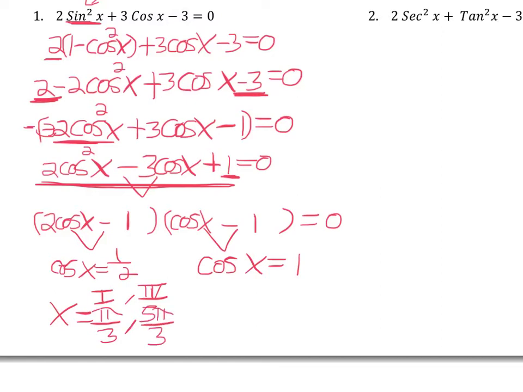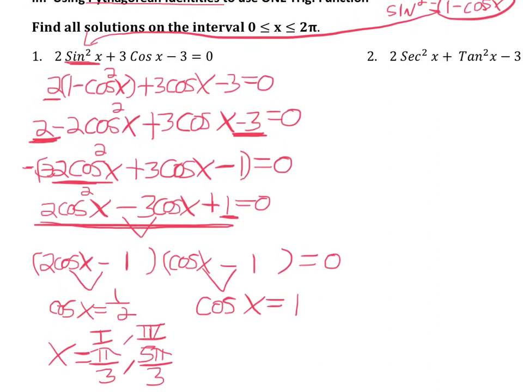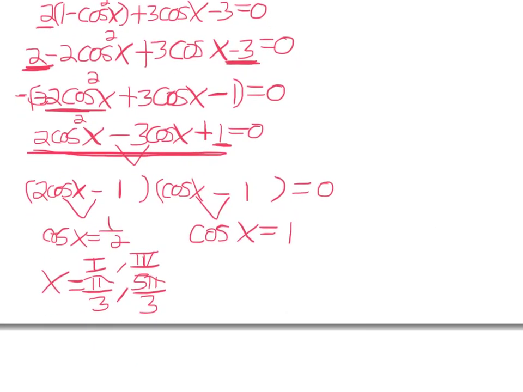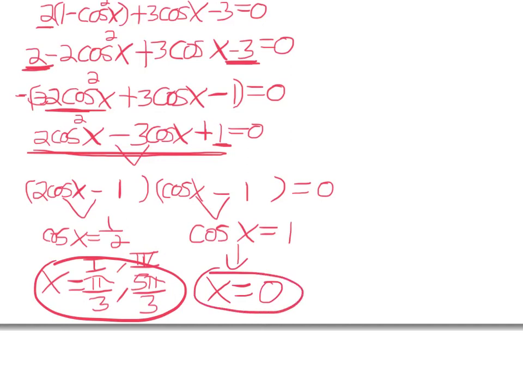And let's go back up and look at the directions. Okay, the directions say 0 to 2 pi, so I don't have to add in that 2 pi k, so I just leave it as pi over 3 and 5 pi over 3. And then here I only get one angle. The x value in the unit circle is 1 only at 0, where you could say 2 pi. So those are your three answers: pi over 3, 5 pi over 3, and 0.